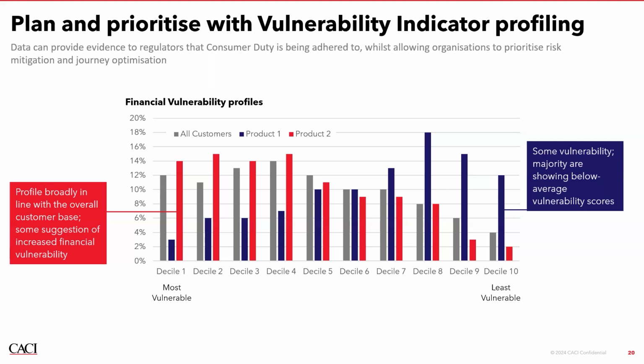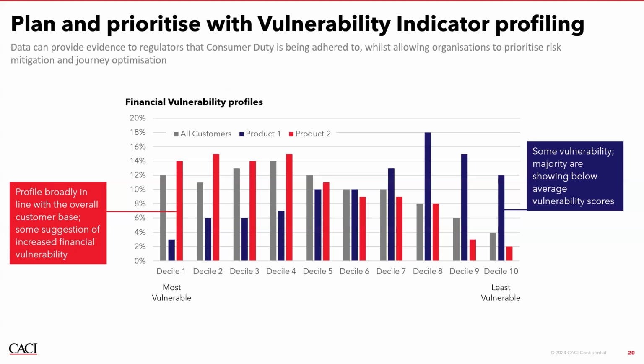We've also shown profiles for holders of 2 different products. The first one, in blue, sits towards the right and shows very little vulnerability. There's potentially some vulnerability here, and of course this shouldn't be ignored. But overall, if this was something like a packaged bank account, it might help evidence that the product hasn't been wrongly targeted or potentially mis-sold. Whilst the second product in red, whilst broadly in line with the grey customer bars, does have a slightly more vulnerable profile.